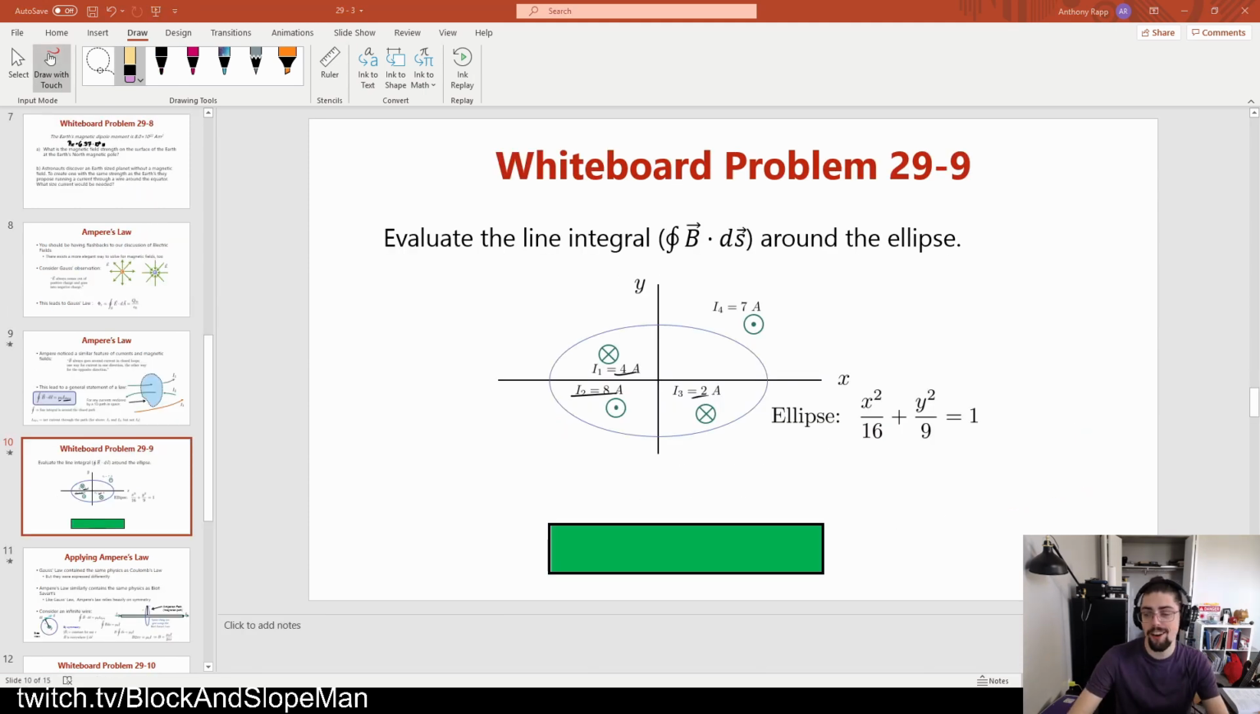Okay, so let's try this with a whiteboard problem. Let's imagine, and it's not drawing again. What is it doing? Oh, I have no idea.